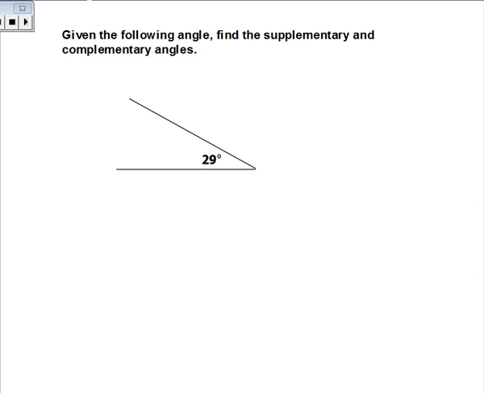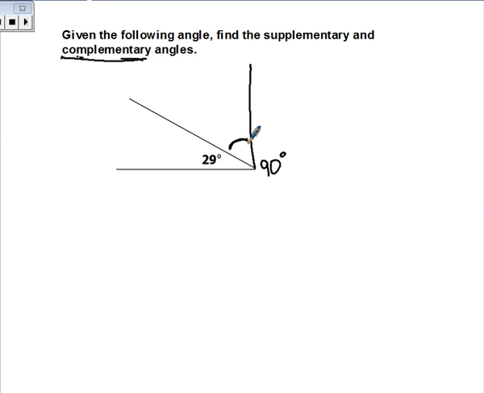Okay, now we're going to look at the complementary angle. Remember, complementary means that they're going to form a measurement of 90 degrees. So this will be 90 degrees. We want to know what this angle right here, or the complement to 29 degrees is. You'll find the difference between 90 degrees and 29 degrees to get your complementary angle. You're going to go ahead and fill that out.